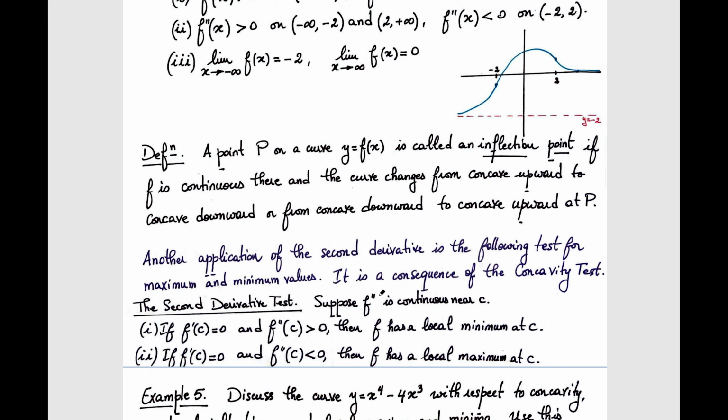All right, one more time, let's read this. If f double prime is continuous in the neighborhood of the number c, and at c f prime vanishes, then if f double prime at c is positive, the function attains a local minimum at c. And if f double prime of c is negative, the function attains a local maximum there.